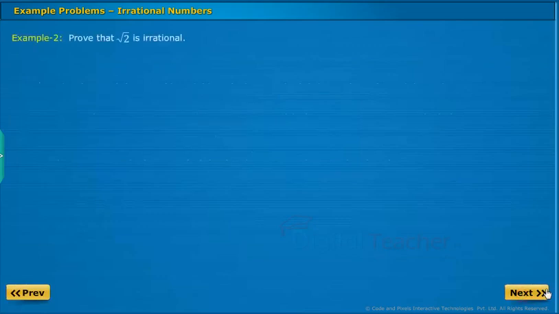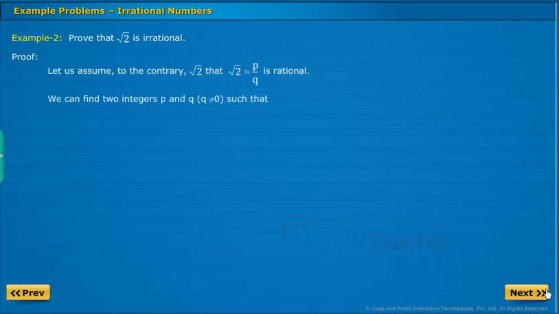Prove that root 2 is irrational. Proof. Let us assume to the contrary that root 2 is rational. Then we can find two integers p and q such that root 2 is equal to p by q, where p, q are integers and q is not equal to 0.